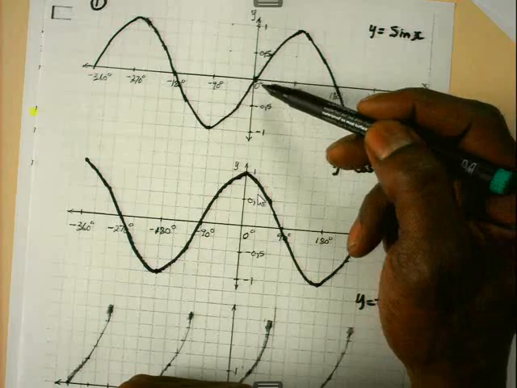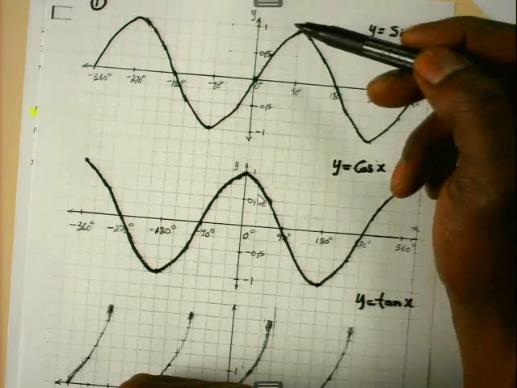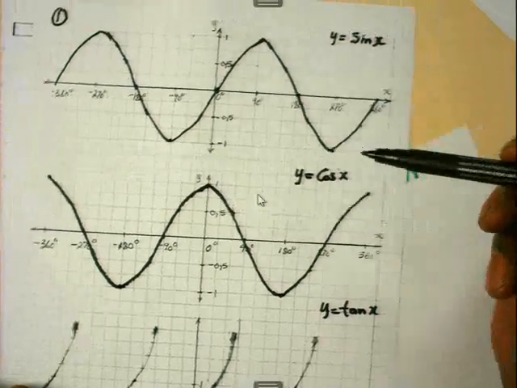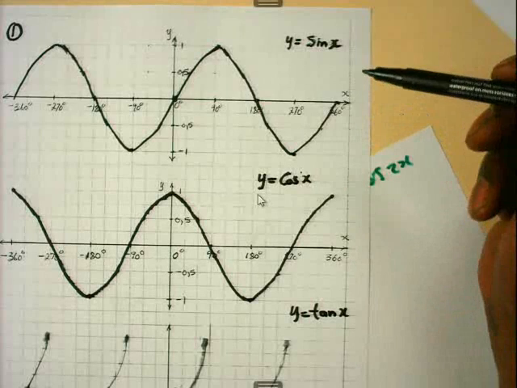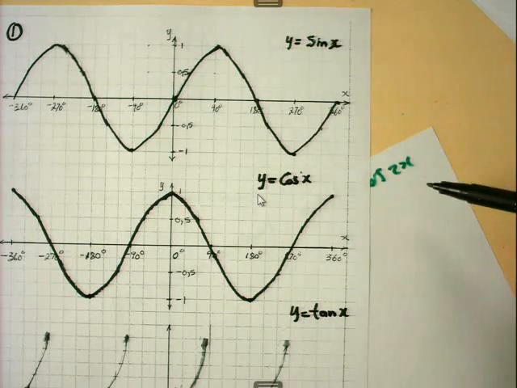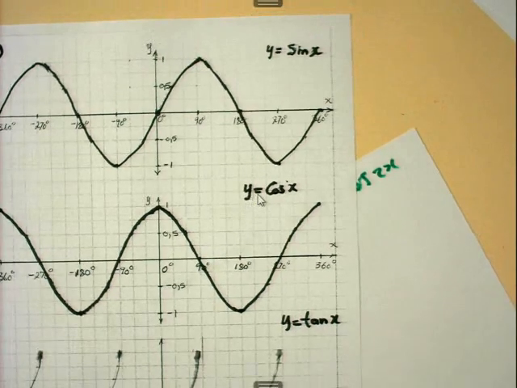We start from here, considering the y value. The y value is 0 here, is 1 there, is 0 there, is -1 there, is 0 there. The next one we are expecting to be 1, the next one 0, the next one -1, the next one 0, the next one 1, the next one 0, the next one -1. The pattern just goes on and on like that.